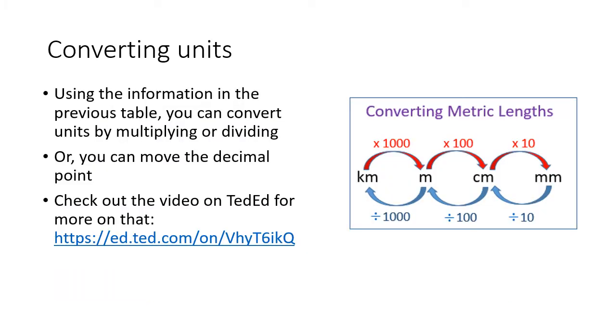Converting units. If you look at the information on that previous table, you can basically convert the units by either multiplying or dividing by a factor of 10. If you're moving from centimeters to millimeters, you're going to multiply by 10. If you're moving from meters to centimeters, you will multiply by 100. And if you're moving from kilometers to meters, you will multiply by 1,000. Or you could just move the decimal point. It's basically whatever is easy for you.